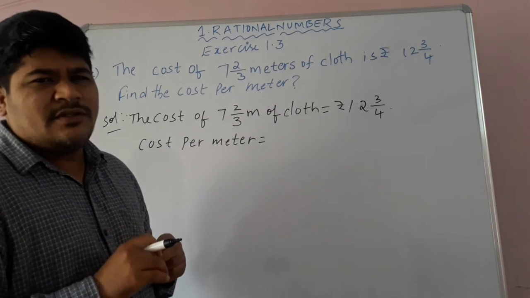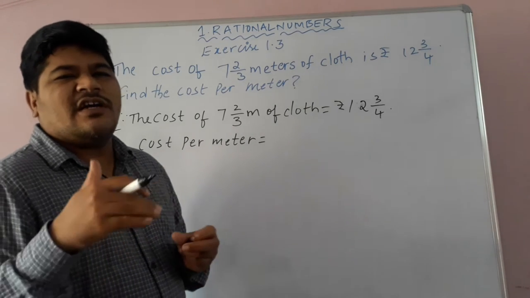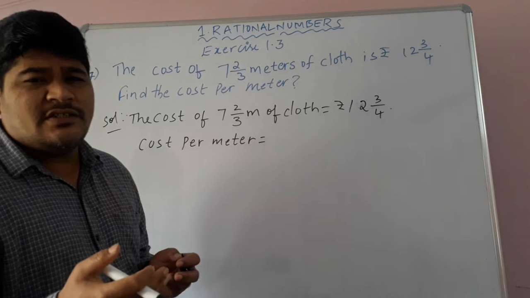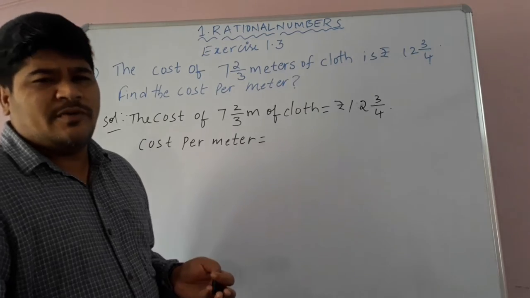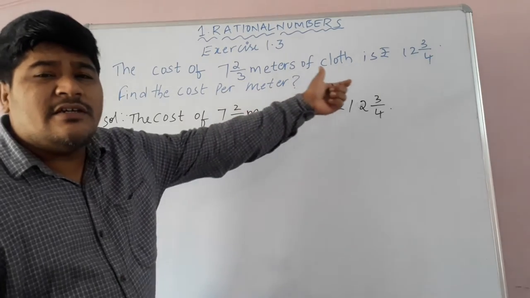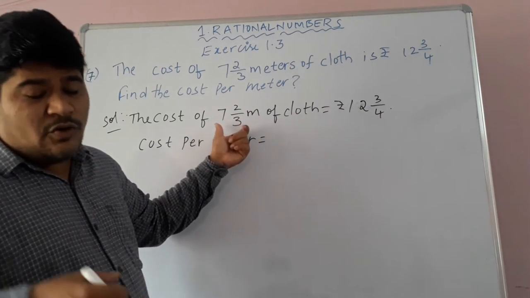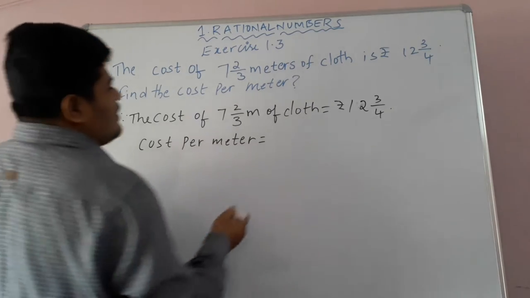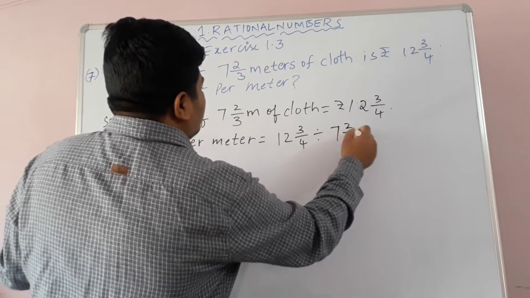Suppose, children, a simple concept. The cost of 5 chocolates is 100 rupees. What is the cost of 1 chocolate? Then what will we do? 100 divided by 5, right? We will get 20. So 1 chocolate costs 20, and 5 chocolates cost 100 rupees. The same concept we will use here. The cost of 7 2/3 meters is equal to 12 3/4. So children, we have to divide this cost by the total length of the cloth. Then we will get the cost per 1 meter. So cost per meter is equal to 12 3/4 divided by 7 2/3.